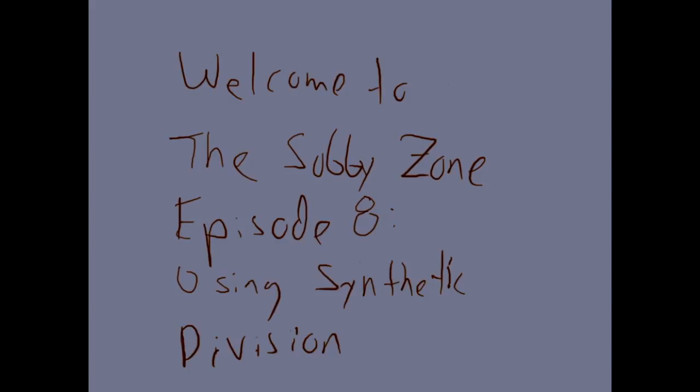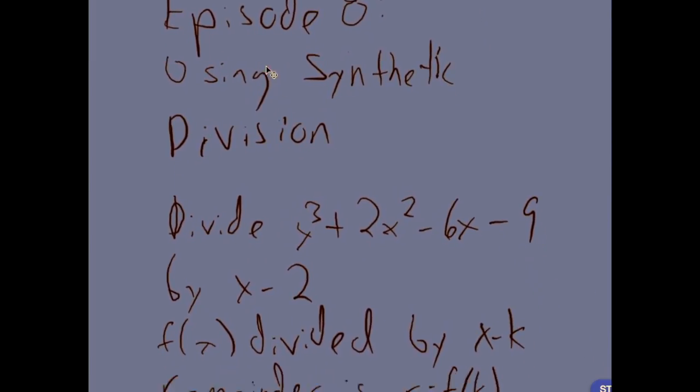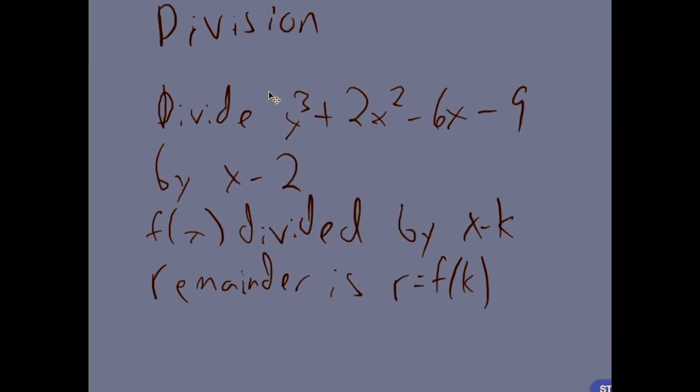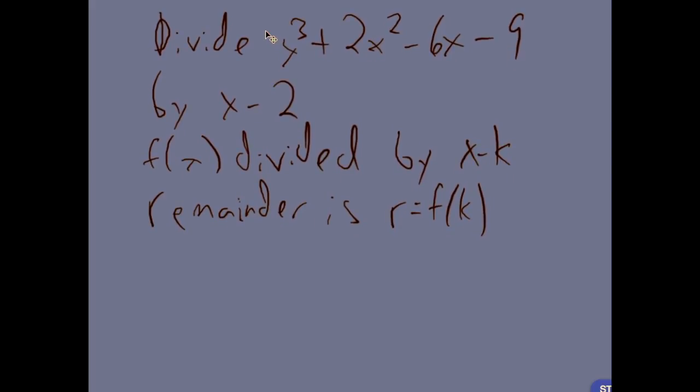Today we'll be using synthetic division to divide x cubed plus 2x squared minus 6x minus 9 by x minus 2. We use synthetic division when we have a polynomial divided by something that looks like this, x minus 2.